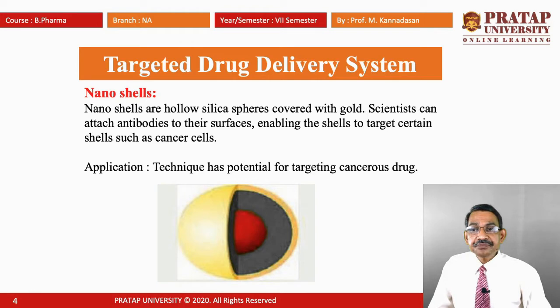Nanocells, it is a spherical cell. It is made up of silica and nano gold. The nanocells are hollow silica spheres covered with a gold coating. Scientists can attach antibodies to their surfaces, enabling the cells to target certain cells such as cancer cells. Application, again the targeted drug delivery system, the widest application is targeting the drugs to the cancer cells.